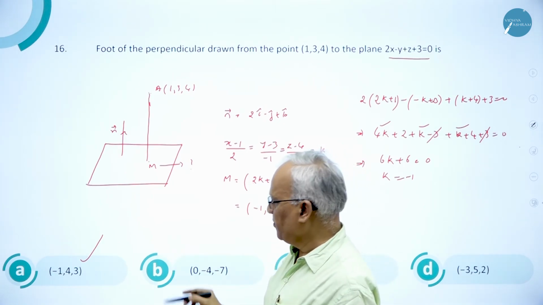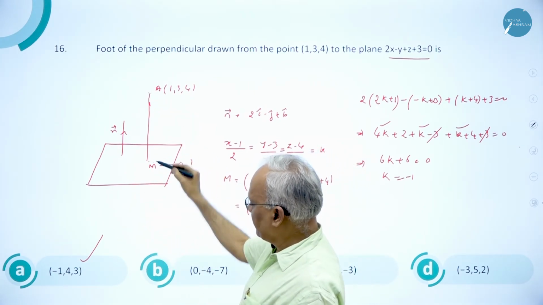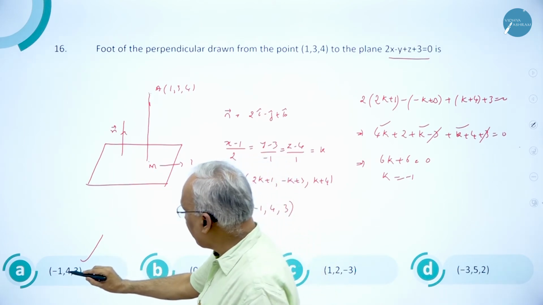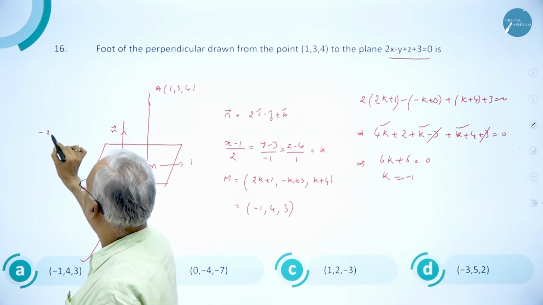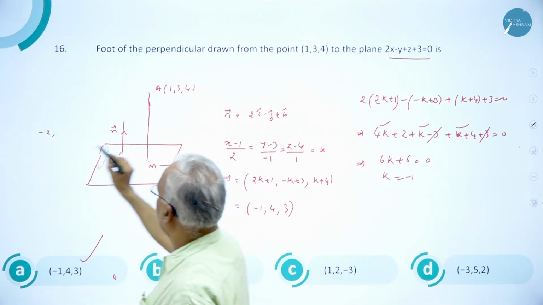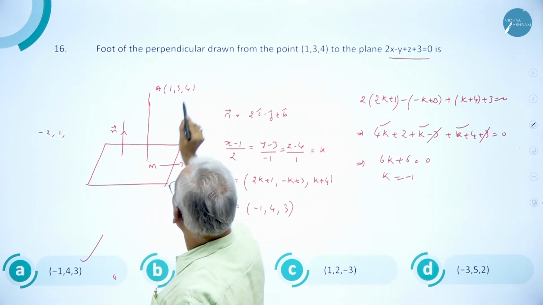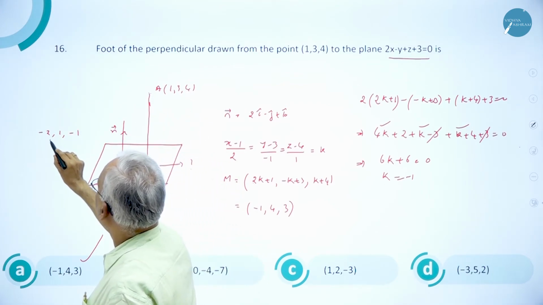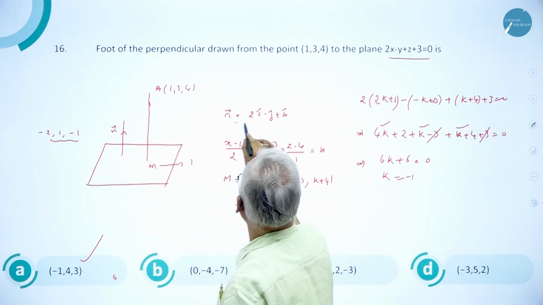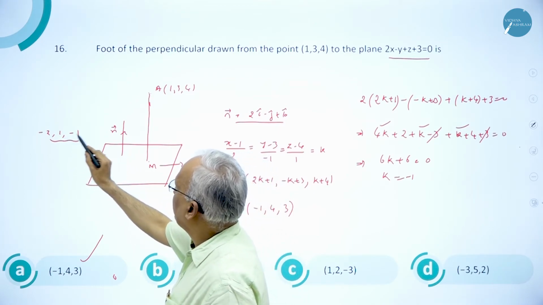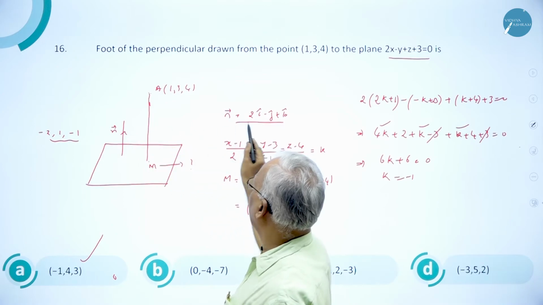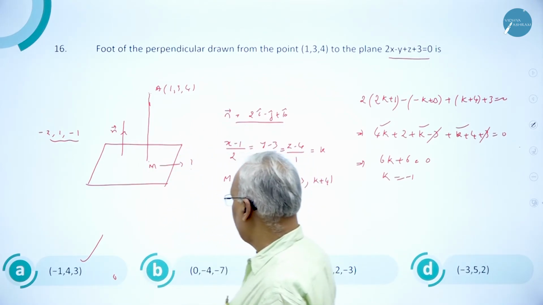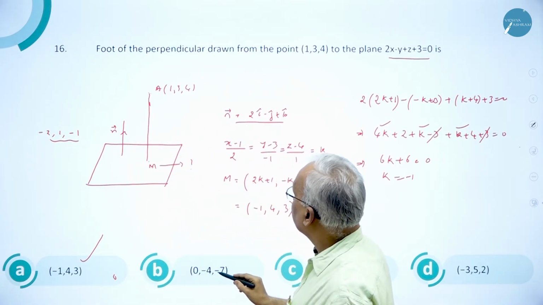So what do you do? First, take AM, choose this as M. The join of this and A, that is minus 1 is minus 2. And 4 minus 3, 1. And 3 minus 4, minus 1. Just see whether it is parallel to the normal. See here, minus 2, 1, minus 1, 2 minus 1, 1. They are parallel because it's a multiple of that. So it is possible.